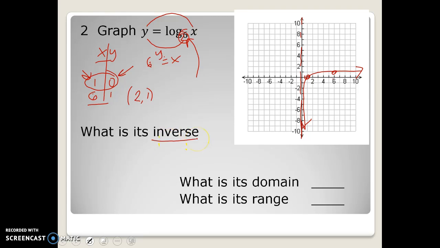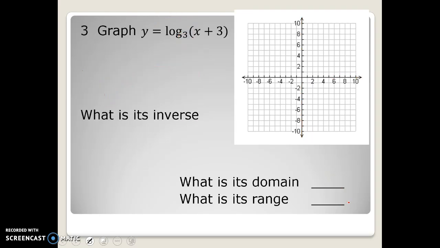Well, if I switch the x and the y around, it's going to be 6 to the x is equal to y. And so the domain here is that the x values have to be greater than 0, and the range is the y values, and the y values are equal to all real numbers. Let's move on and take a look at a different equation.